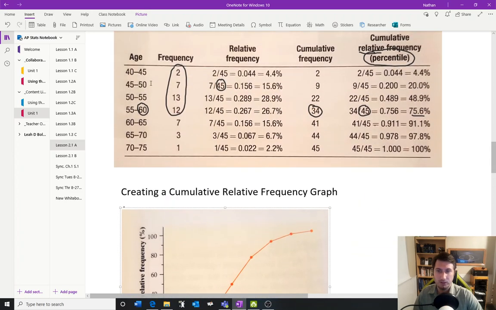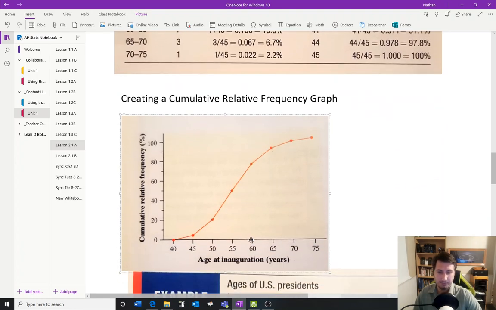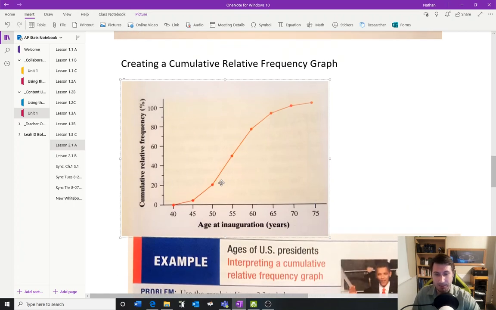How many were in office by the age of 60? 75.6. So at 60, that dot is at 75.6. We have a dot for each one of our rows here, which then gives us our cumulative relative frequency graph. You don't necessarily have to draw those very often, but you do need to interpret them. So we're going to take this graph and answer some questions about it.